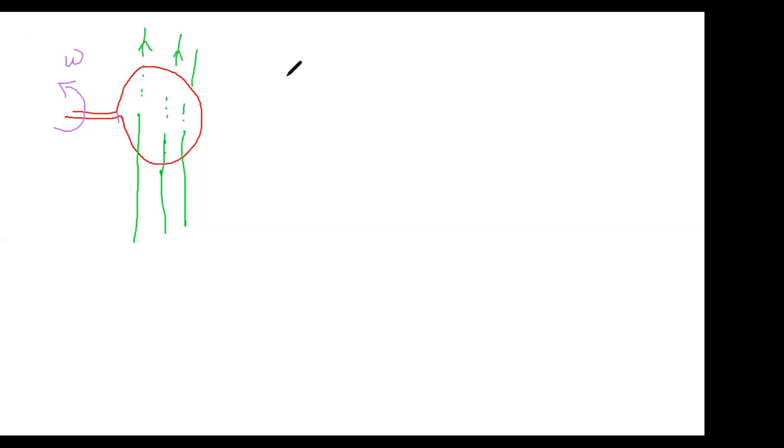All right, so basically then, I'm going to assume that I've got a uniform magnetic field, and I want to evaluate the EMF. Wait, do they want the EMF? I can't remember.